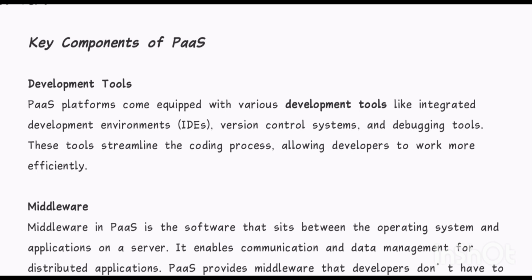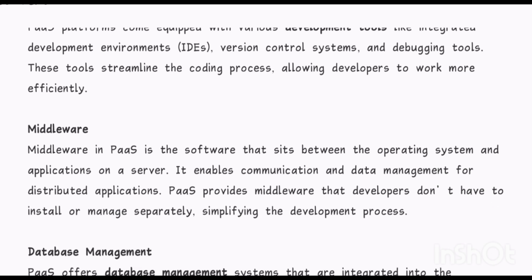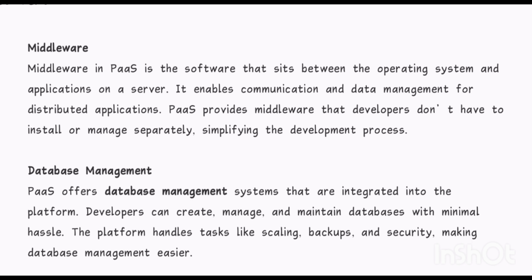Key components of PaaS: development tools. PaaS platforms come equipped with various development tools like integrated development environments, IDEs, version control systems, and debugging tools. These tools streamline the coding process, allowing developers to work more efficiently. Middleware in PaaS is the software that sits between the operating system and applications on a server. It enables communication and data management for distributed applications. PaaS provides middleware that developers don't have to install or manage separately, simplifying the development process.